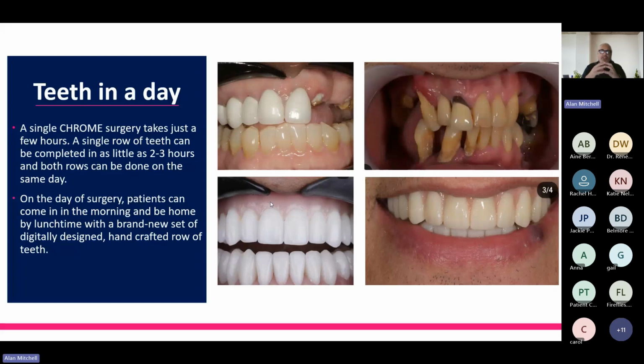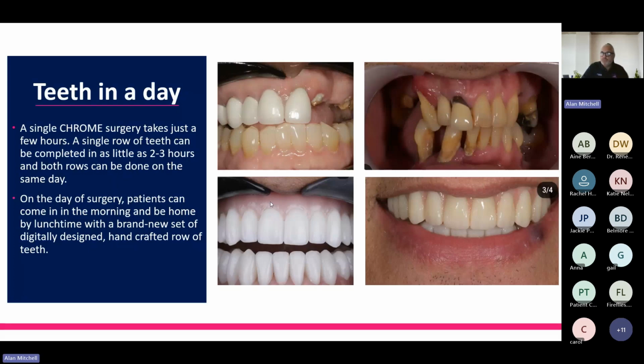So, once again, it's being predictable. It's being able to have these open conversations with them and be confident in what you're saying in terms of the timings. If we were going freehand, we wouldn't always be able to say when the treatment would be finished. But with CHROME GuidedSMILE, we can be really confident in saying, if you come in the morning, by lunchtime you'll be going home to start your recovery. So teeth in a day is a big one.